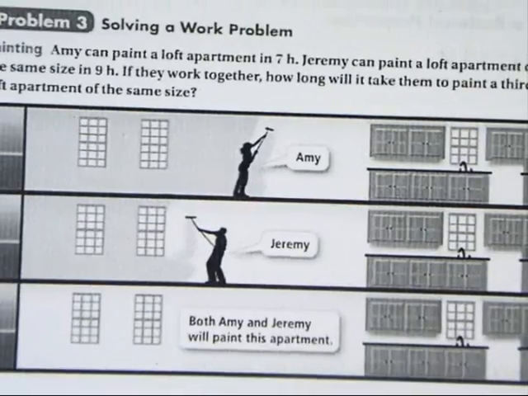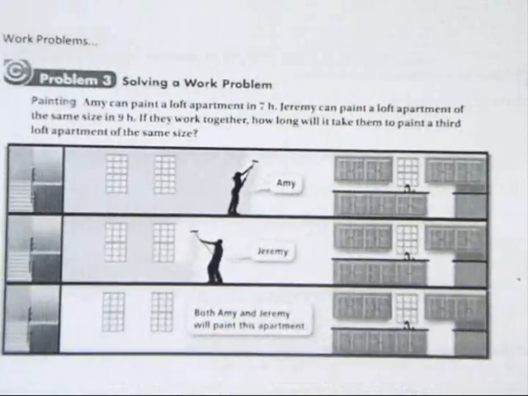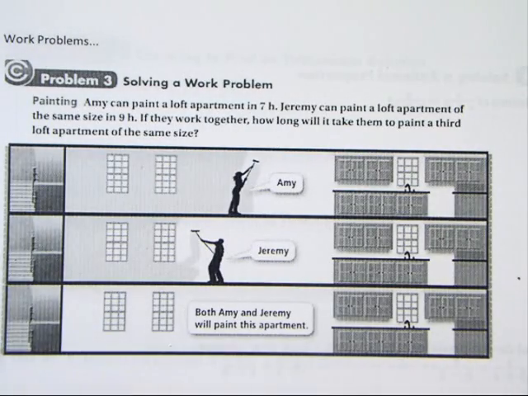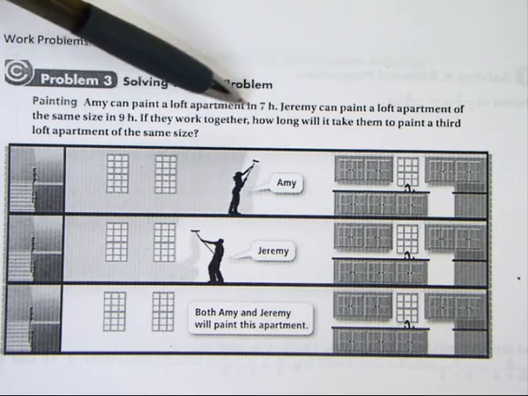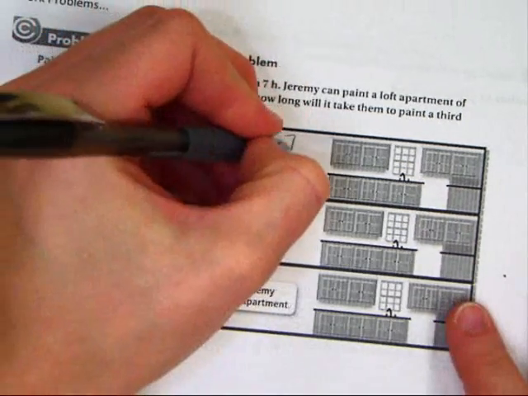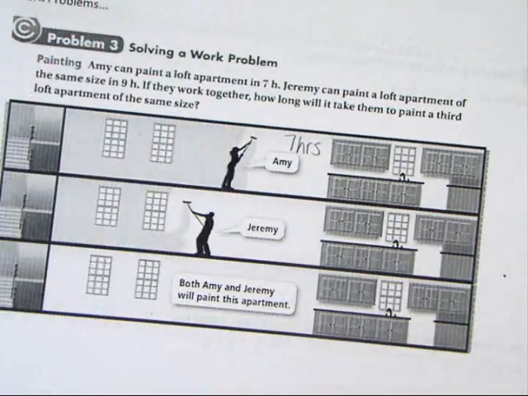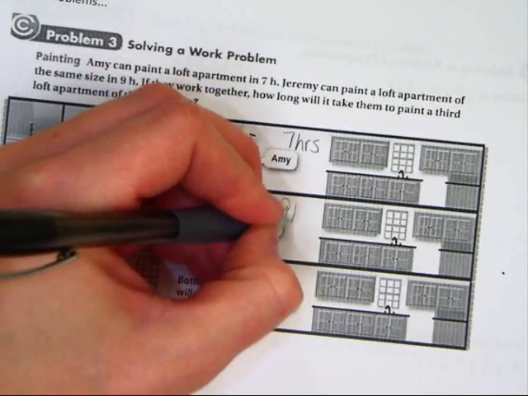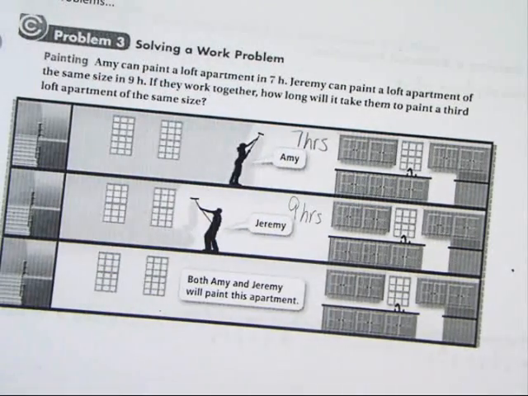In the word problem, let me zoom out so we can read it. We're going to paint a room, all right? Amy can paint a loft apartment in 7 hours. Jeremy can paint a loft apartment of the exact same size, but it takes him 9 hours. He's a little slower when he paints. If they work together, how long is it going to take them to paint a third loft apartment of the same size?